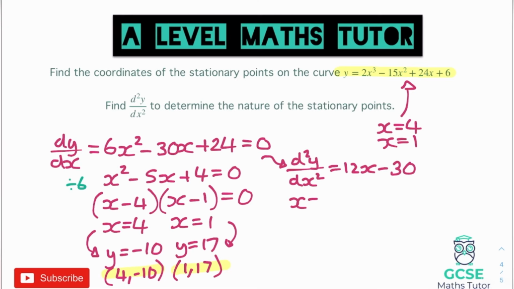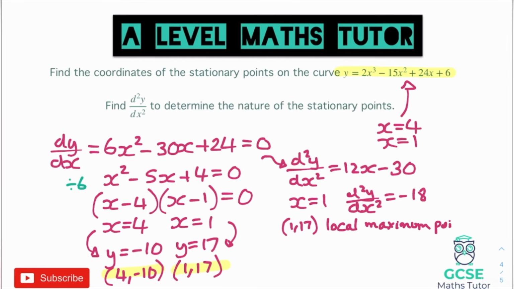So when x is equal to 1, the second derivative, d squared y over dx squared, is equal to negative 18. Now if that number is less than 0, it is a local maximum point. So at the coordinate 1, 17, that is a local maximum point. And we'll just write that down. Local maximum point.